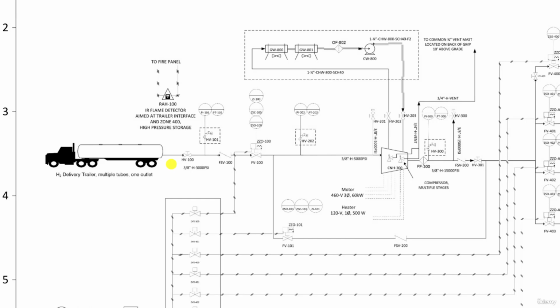Okay, so once the trailer is connected to the process, the hydrogen flows through this line, which is tagged here. From this tag, we know it has a nominal size of 3/8 inches, a minimum pressure rating of 3000 psi, and that it is not insulated. The first process equipment that the hydrogen will encounter is a valve, HV100. From the tag and the P&ID symbology, we understand that this is a hand valve, so manually operated.